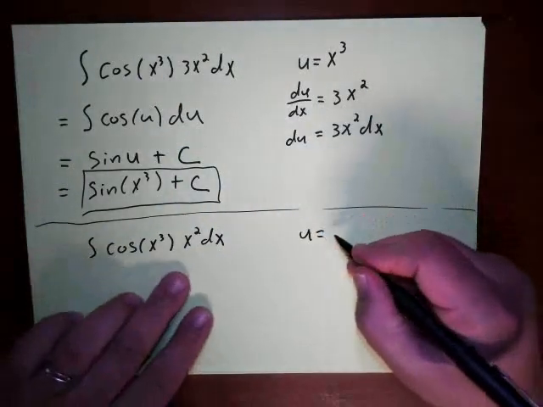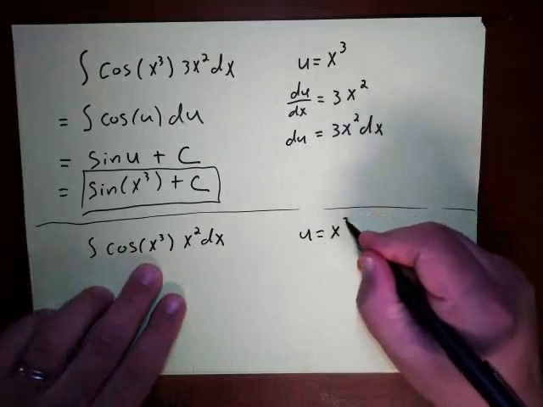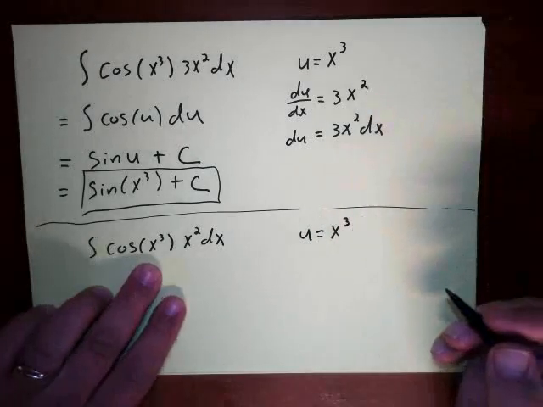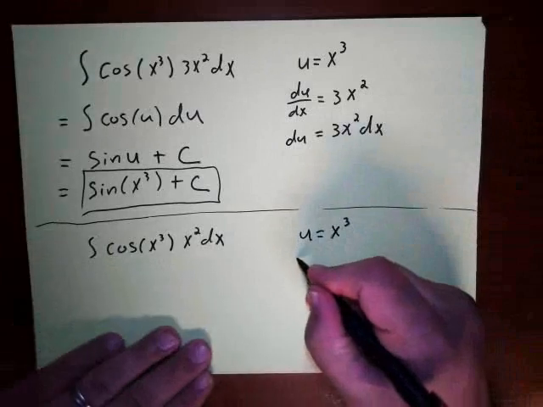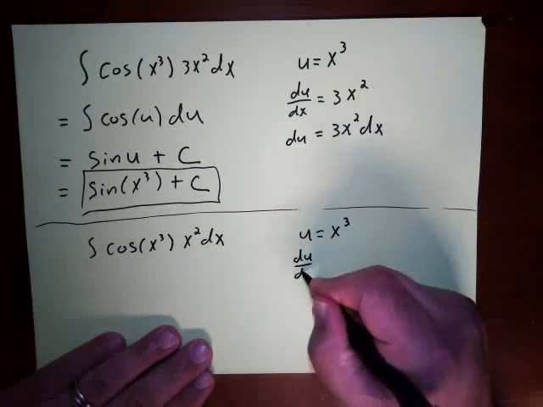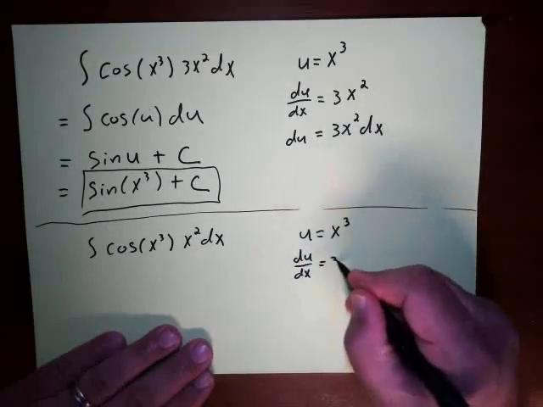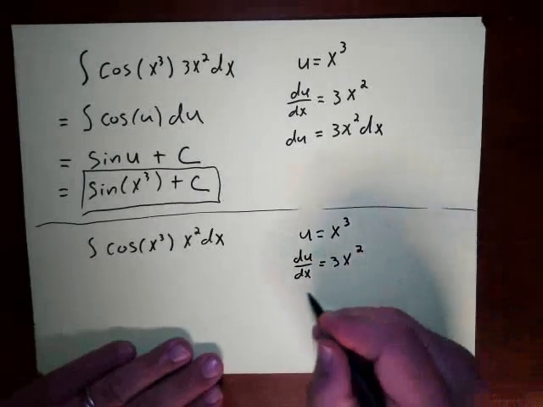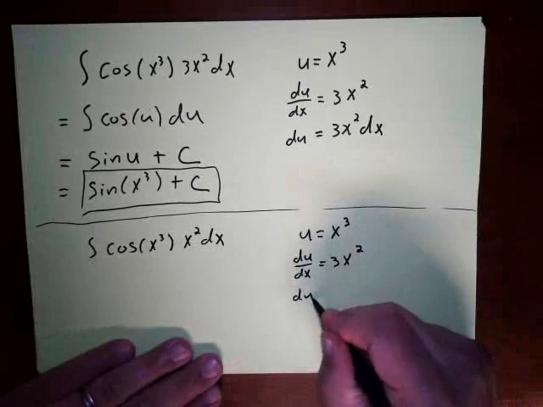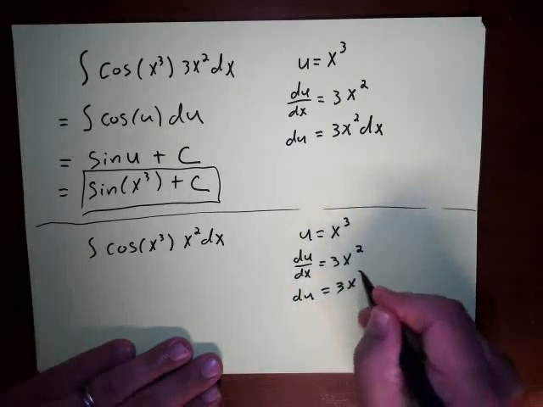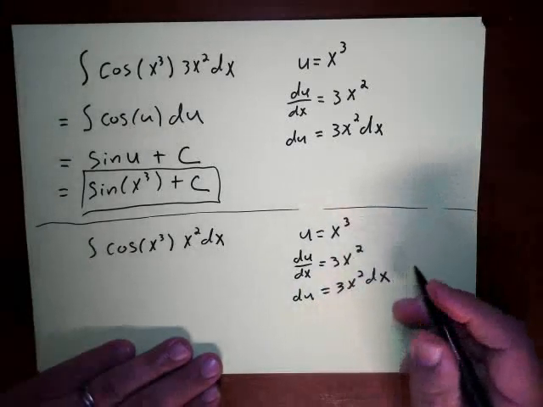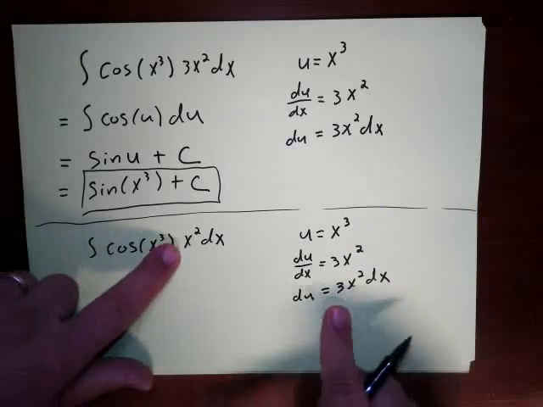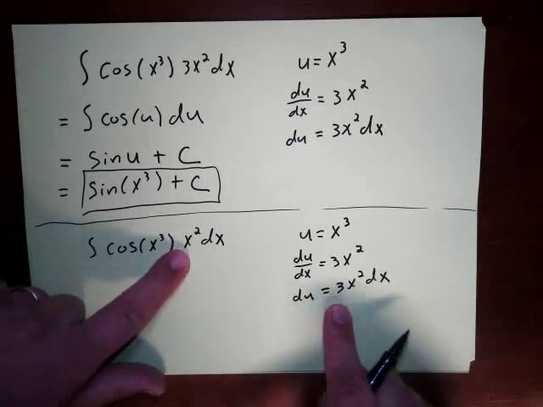So you're going to let u be the inside function, x cubed. Now I'll take du dx is equal to 3x squared, and then this du is equal to 3x squared dx. Now I don't have a perfect substitution here.